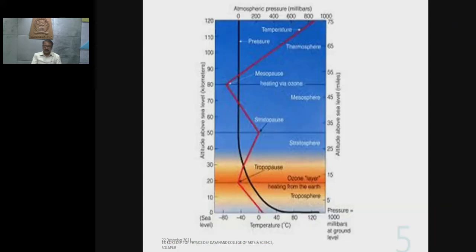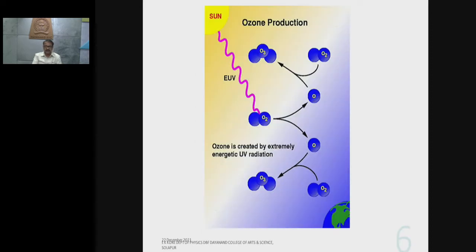These layers are divided as the temperature varies in the atmosphere. In the troposphere, temperature steadily decreases, and in the stratosphere it starts increasing. Further, in the next layer it steadily decreases, and then onwards it increases. This is how the different layers are defined.